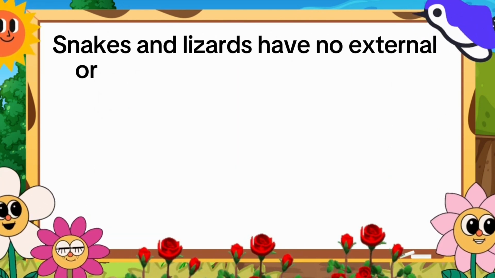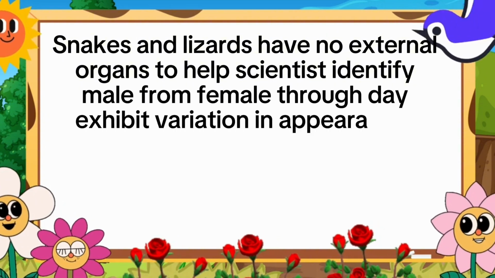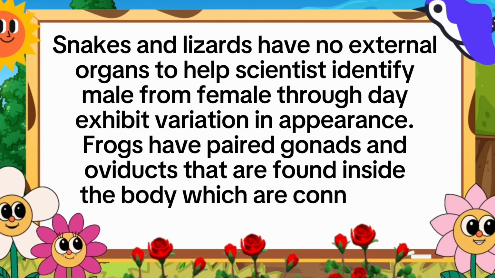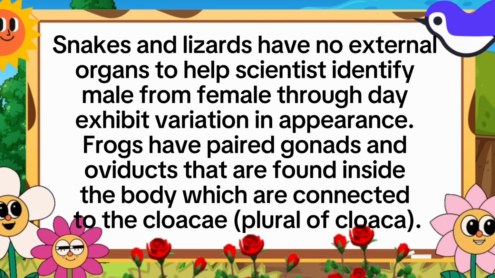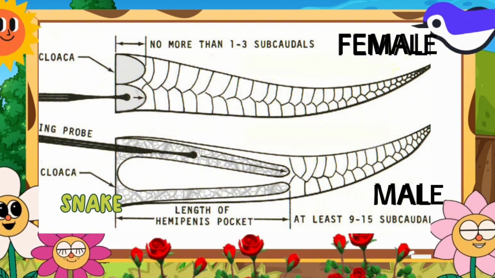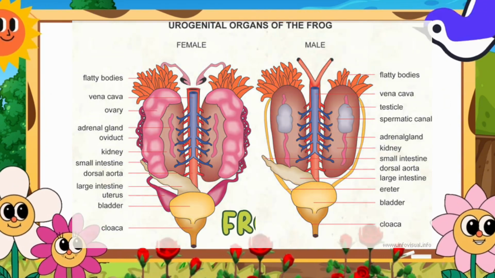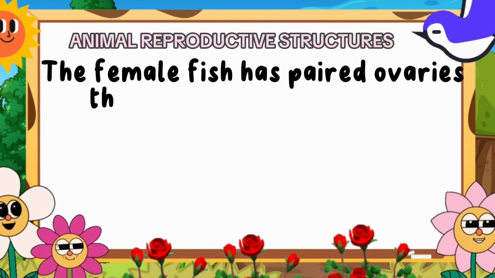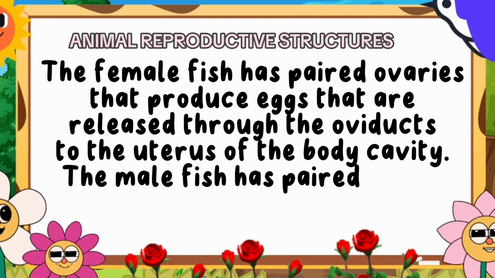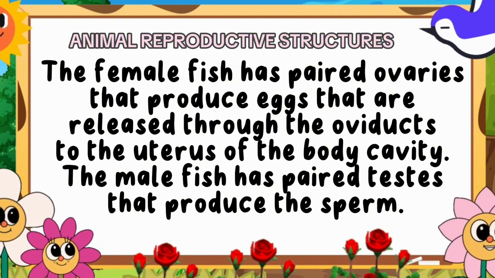Snakes and lizards have no external organs to help scientists identify male from female, though they exhibit variation in appearance. Frogs have paired gonads and oviducts that are found inside the body, which are connected to the cloacae. The female fish has paired ovaries that produce eggs that are released through the oviducts to the body cavity. The male fish has paired testes that produce the sperm.